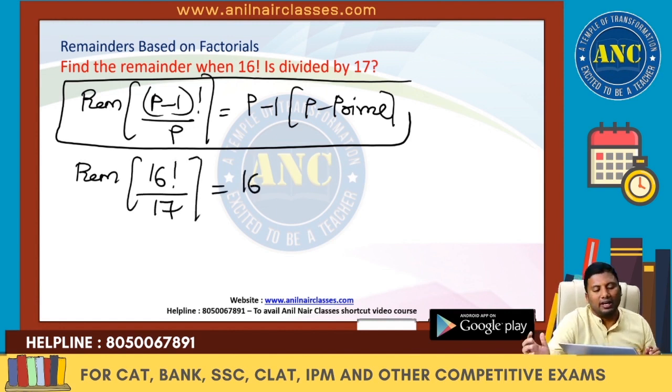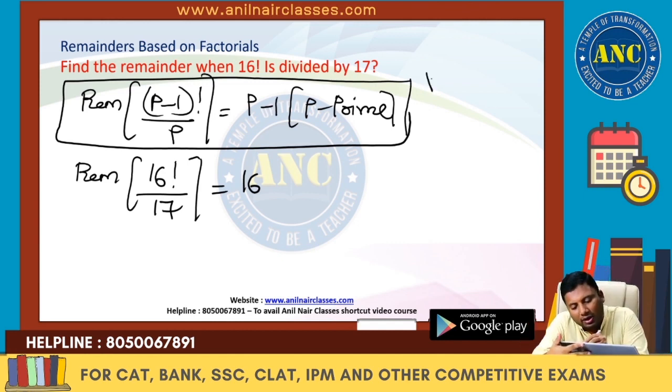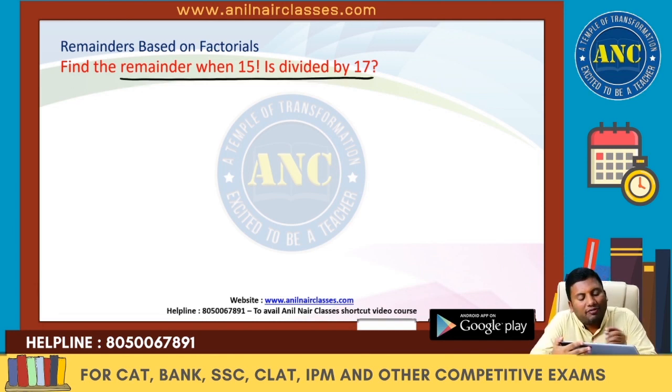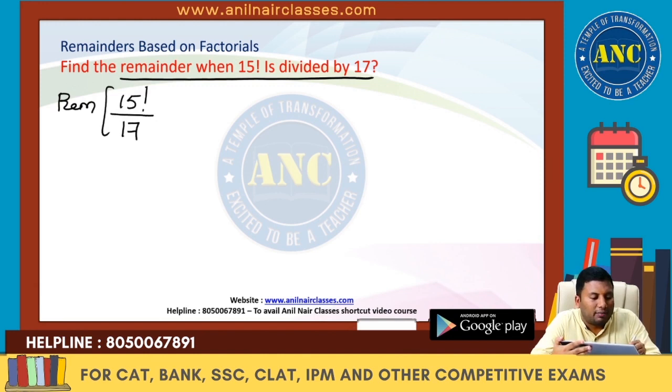I hope the idea is clear. Numerator it is p minus 1 factorial, denominator it is p. This is the concept. P minus 1 factorial when divided by p. Now another beautiful question. Find the remainder when 15 factorial is divided by 17.